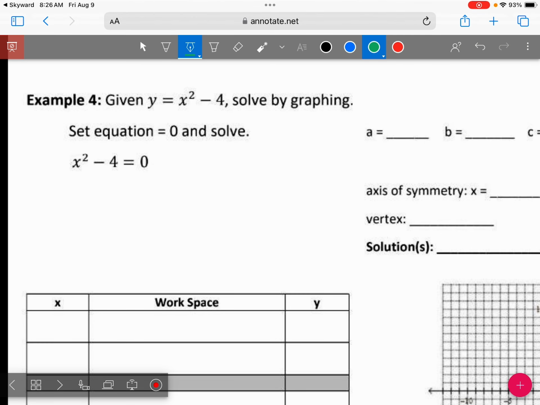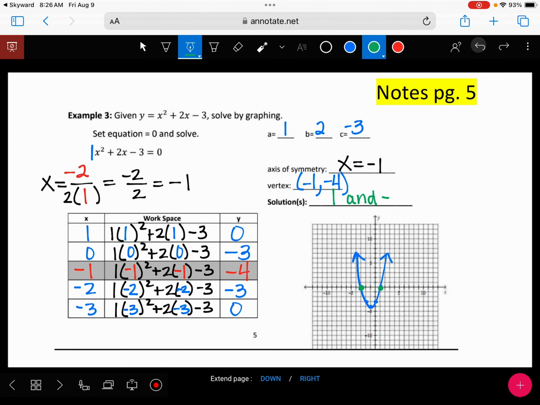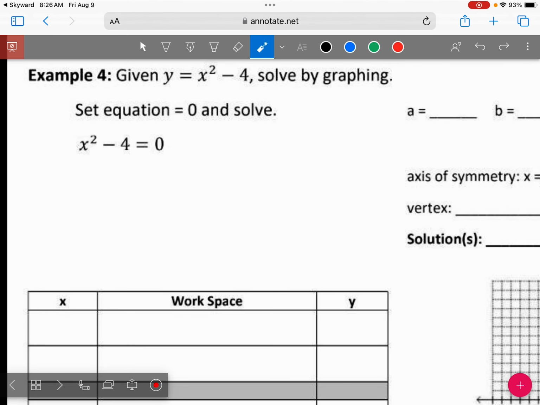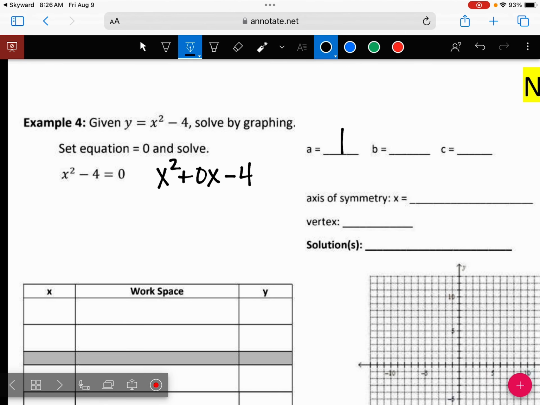Now this one, notice that we skipped over a term. And that's because we have an invisible 0 in between here. So this is the same as saying x squared plus 0x minus 4. So in this one, A is 1, B is 0, and C is -4. So sometimes we do skip over one.